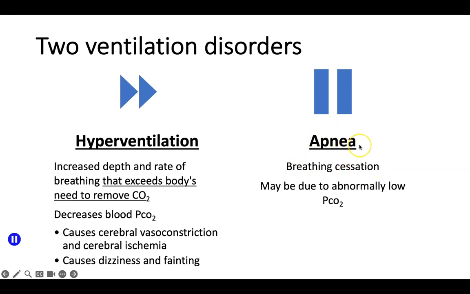You may have heard of this in disorders that include sleep apnea. So in a lot of people, as they age or as they gain weight, they may see more incidents of sleep apnea, so breathing cessation during sleep. And this may be caused by abnormally low partial pressures of CO2 in the blood.